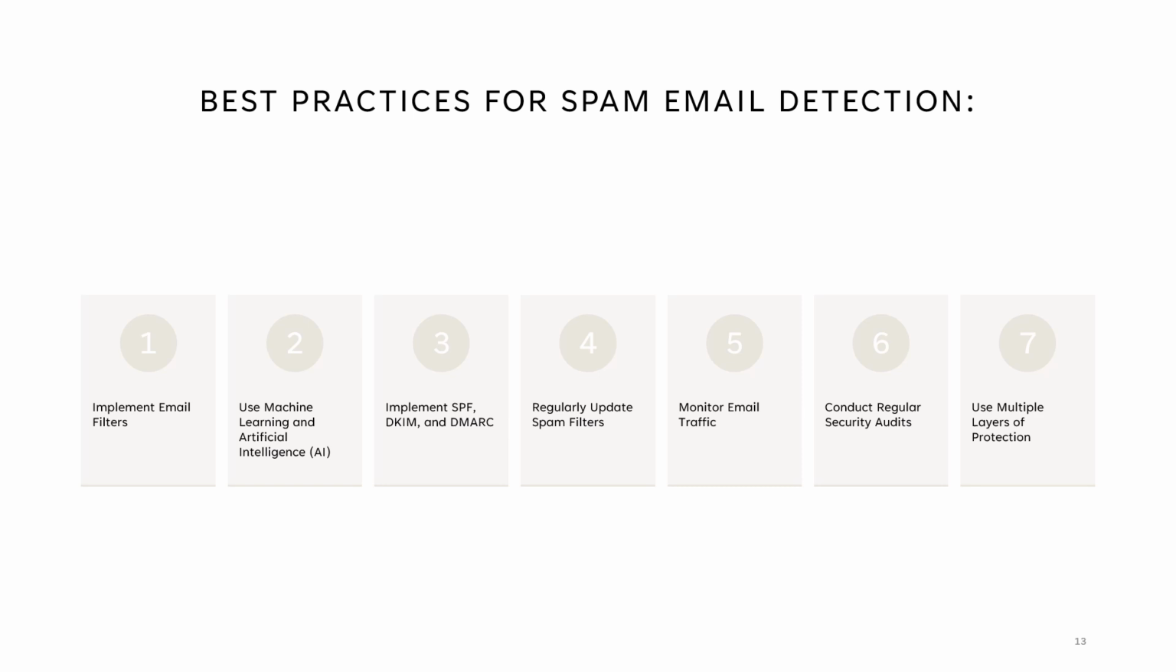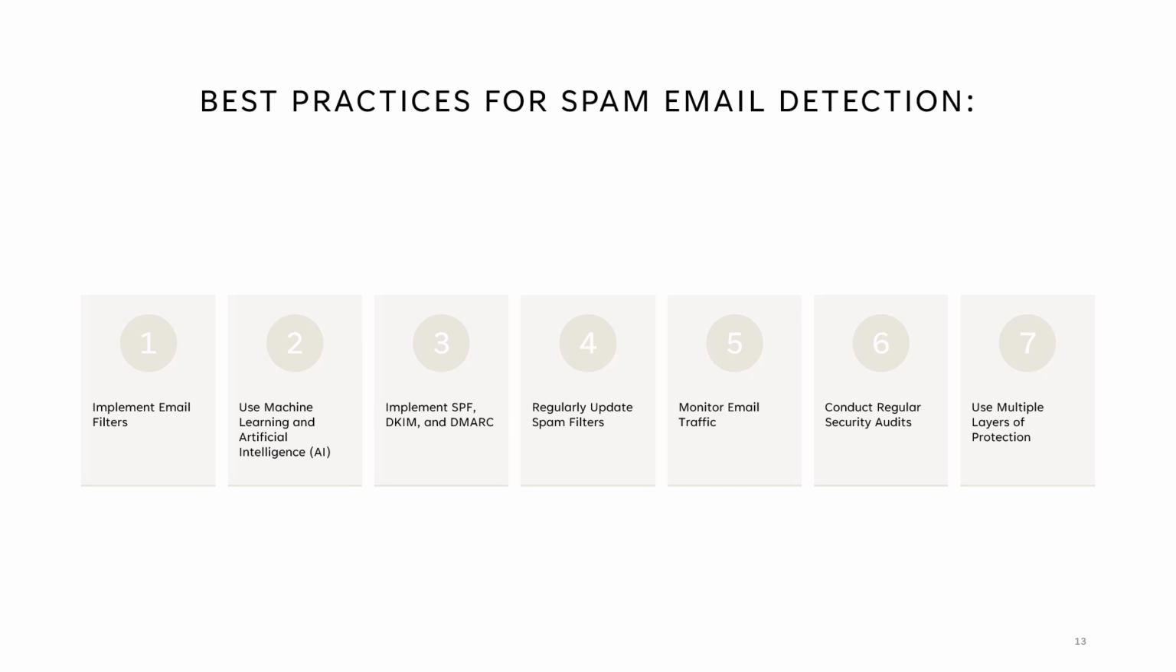Regularly update spam filters. Spam filters need to be updated regularly to keep up with the latest spamming techniques. Make sure your spam filters are updated on a regular basis to ensure maximum protection. Monitor email traffic. Monitoring email traffic can help you identify patterns and detect unusual activity. This can help you identify potential spam emails and take action to prevent them.